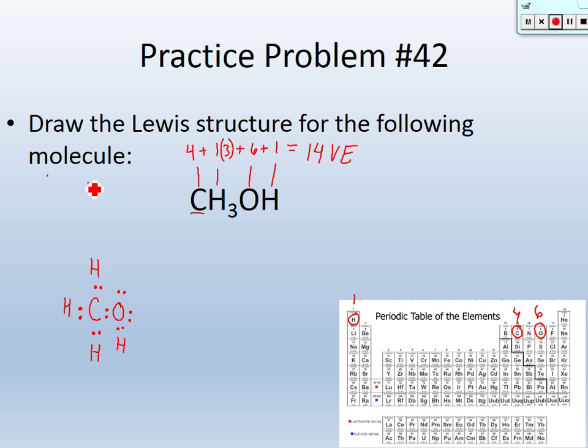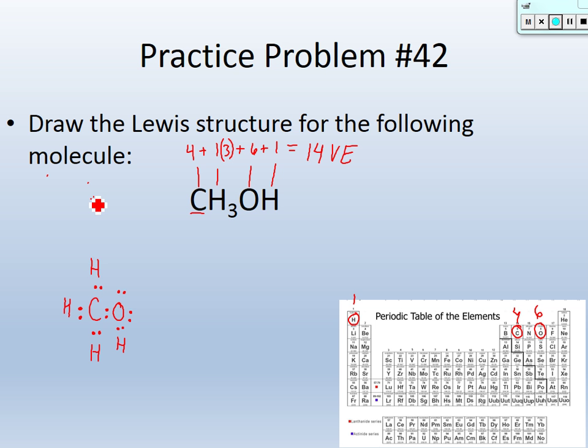Let's make sure that everyone's obeying the octet rule. Hydrogen wants 2, and each hydrogen feels like it has 2 valence electrons. Carbon wants 8. It's got 1, 2, 3, 4, 5, 6, 7, 8. Oxygen wants 8. It's got 1, 2, 3, 4, 5, 6, 7, 8. So they're all obeying the octet rule.